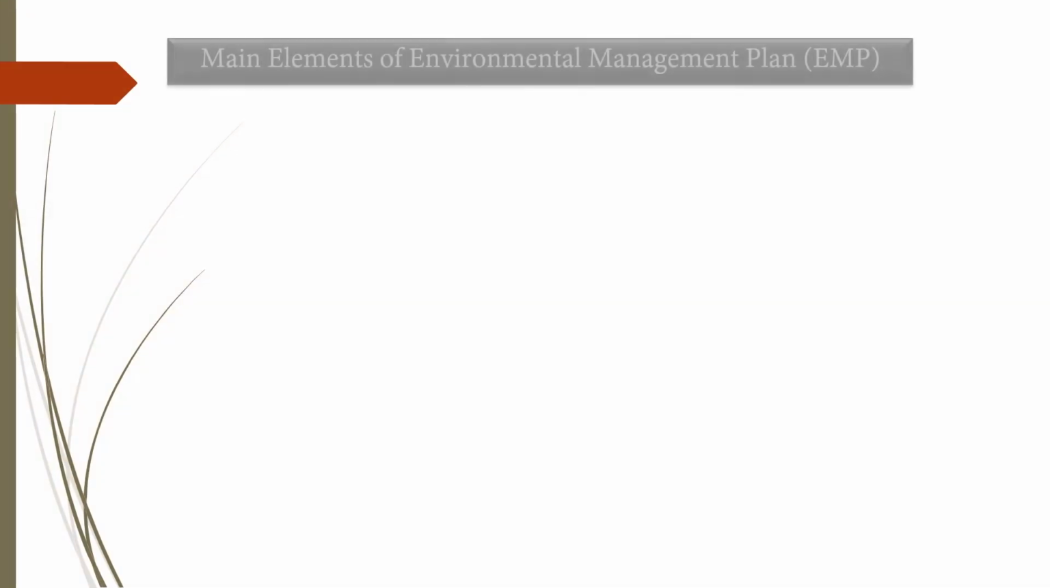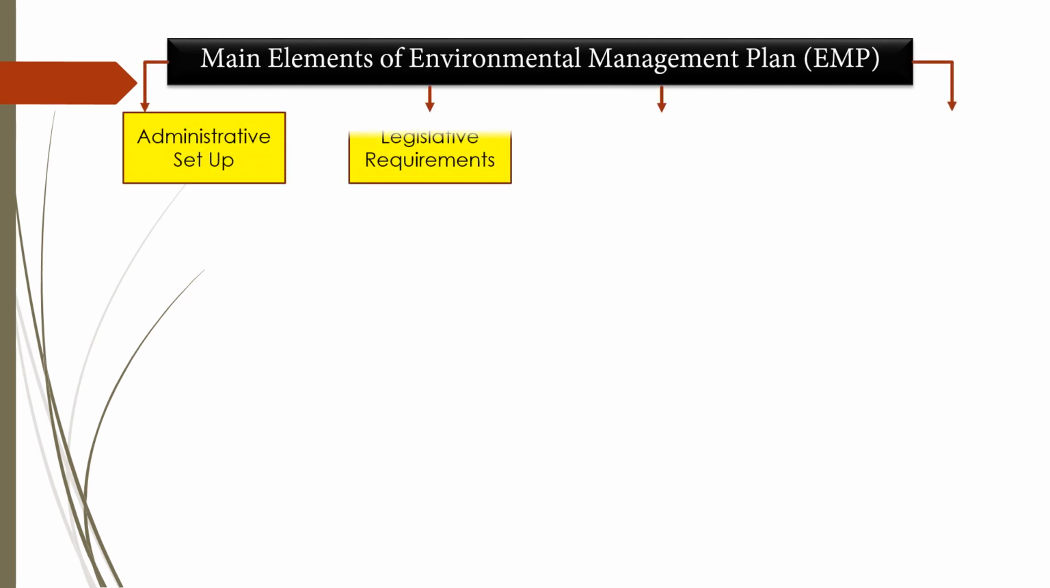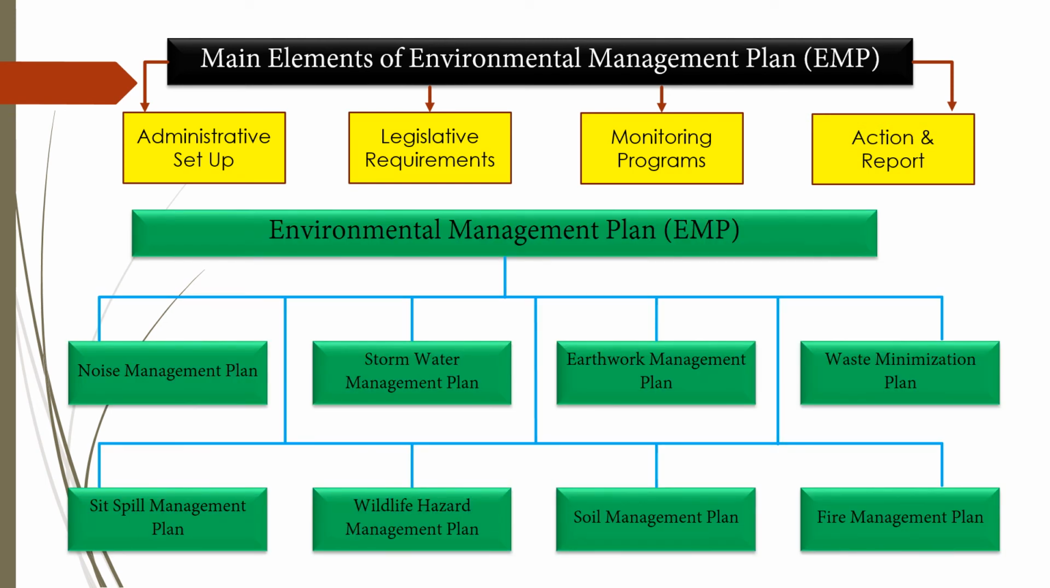The main elements of environmental impact assessment management plan are administrative step, legislative requirements, monitoring programs, and action in report. Environmental management plan also includes noise management plan, stormwater management plan, earthwork management plan, waste minimization plan, site spill management plan, wildlife hazard management plan, soil management plan, and fire management plan.